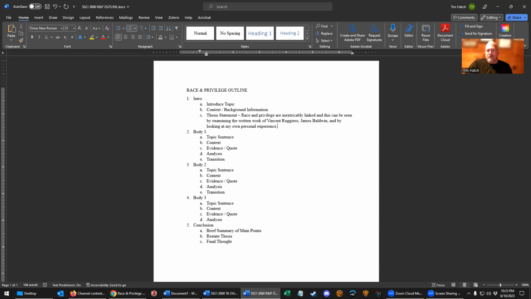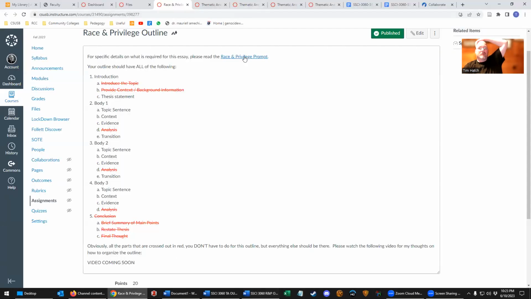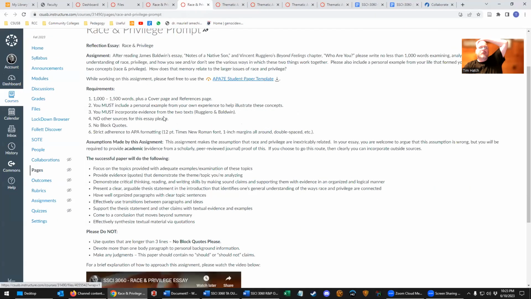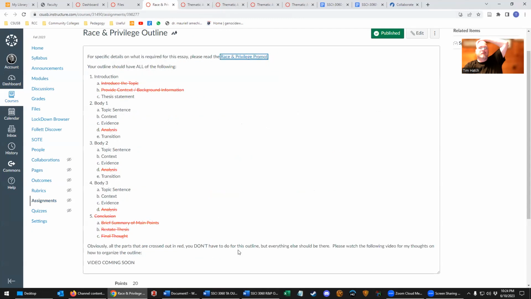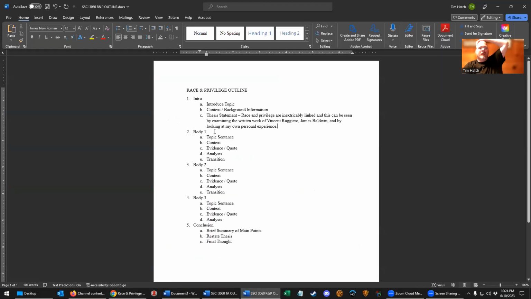Now, what you have to do at this point is decide how you want to organize this essay. What are the things you have to do? Looking at the prompt, actually, let's look at the prompt real quick. You must include a personal example from your own experience. You must incorporate evidence from the 2 texts, Ruggiero and Baldwin, and so on. So looking at that, I'm going to close that again. We have to analyze some of the writing of Baldwin, Ruggiero, and then include some of our own personal experience.